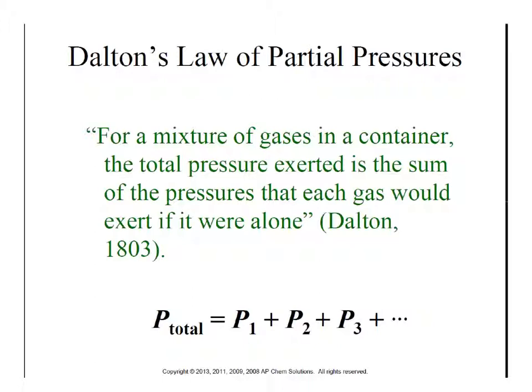So if we've got a mixture of carbon dioxide and oxygen, if we take the individual carbon dioxide and the oxygen separate, they would have their own pressures. And then if we combine them together, the total pressure in the container would just be the pressure of carbon dioxide plus the pressure of oxygen.